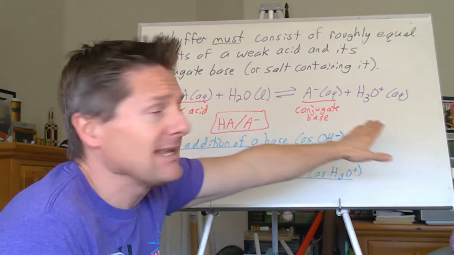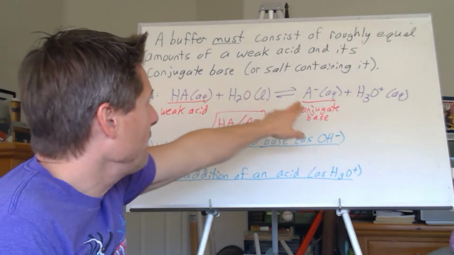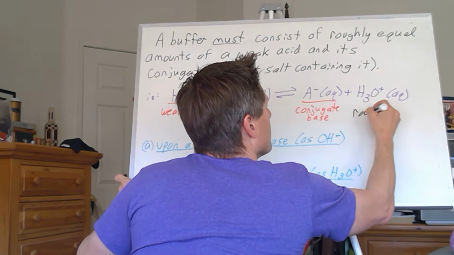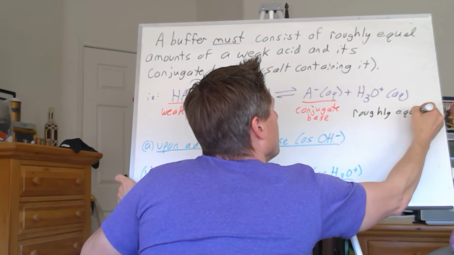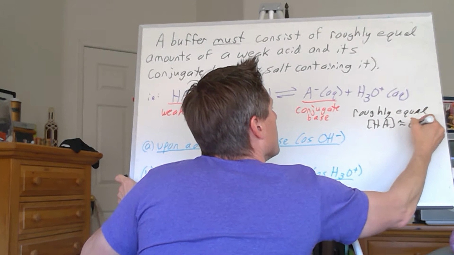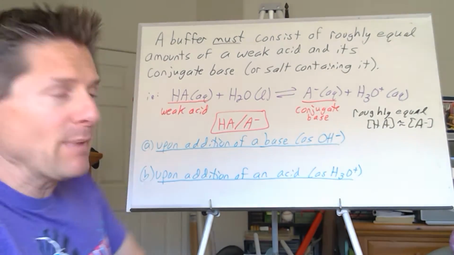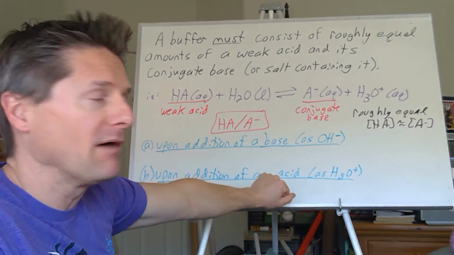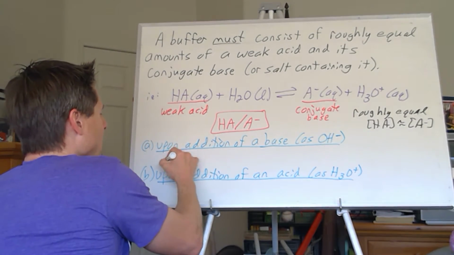If I take this equilibrium system, a generic one, no specific acid, and I've got roughly equal amounts, so roughly equal concentrations. You'll see the importance of that later when we do the quantitative aspects. If I add base to this equilibrium system, which is a buffer, let's just treat that base as the hydroxide ion. Let's bring that hydroxide ion in.